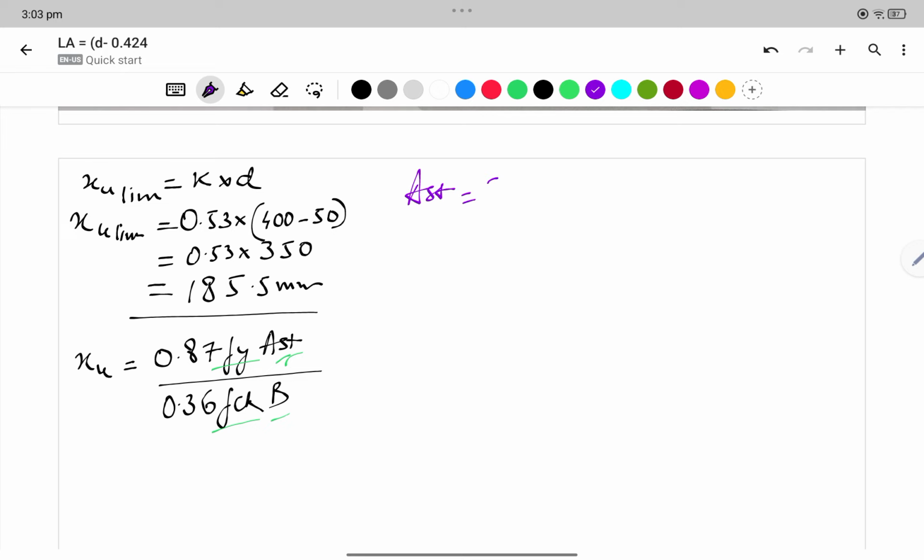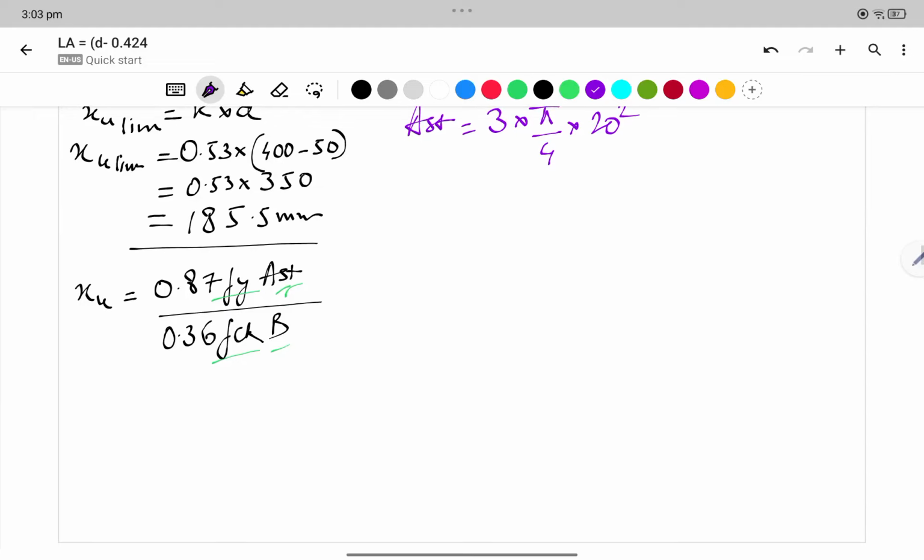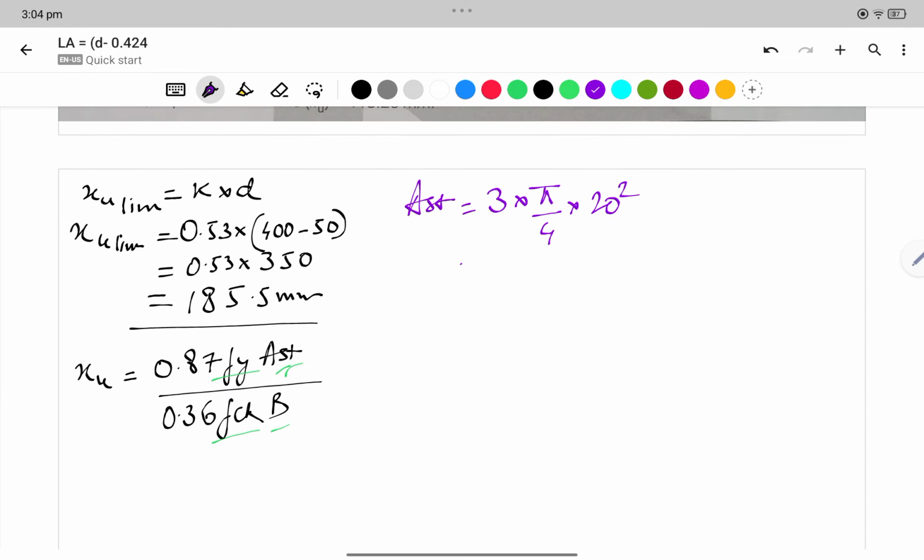We are given 3 bars of dia, I think, 20 mm. Let's check it. 3 bars of 20 mm dia. So the area is coming out as 942.5 mm square. Now we will just put the value here.